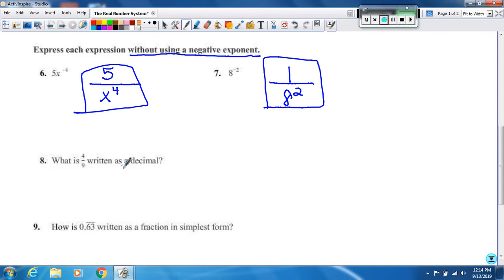Okay, what is 4 over 9 written as a decimal? Well, the 9 on the bottom means that the top number repeats. So if you put the top number with a repeating bar, you are finished.